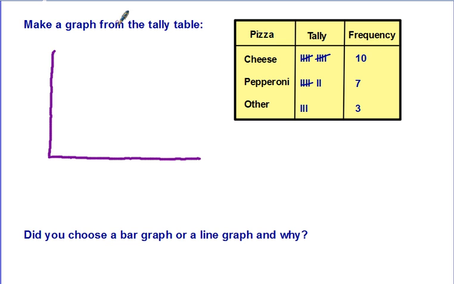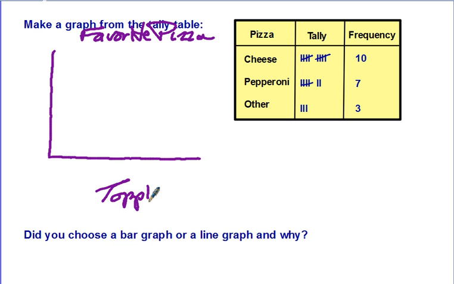So you need a title. We'd probably call this favorite pizzas. And at the bottom we would probably call this toppings or pizza toppings. And we have 3 of them, so you want to make 3 marks that are spread apart. Cheese, pepperoni, and other.